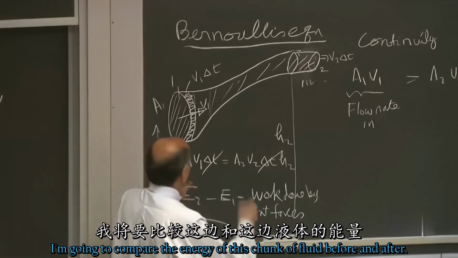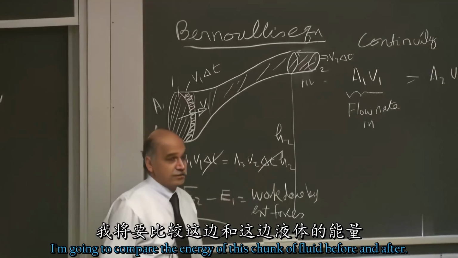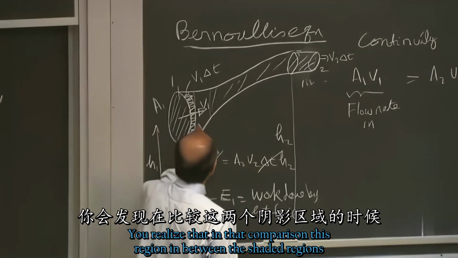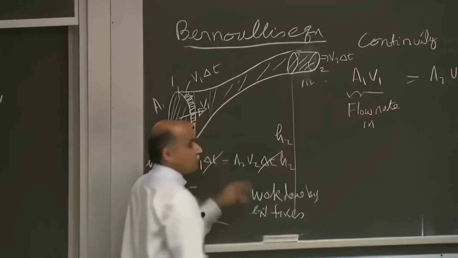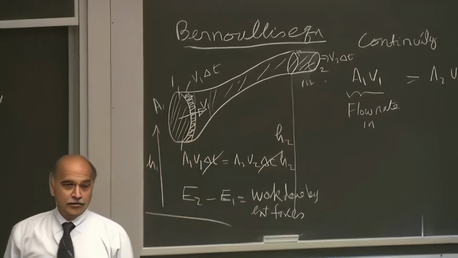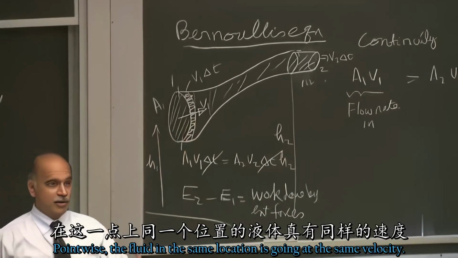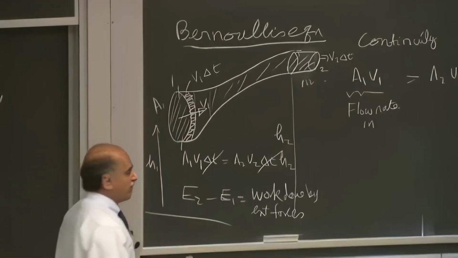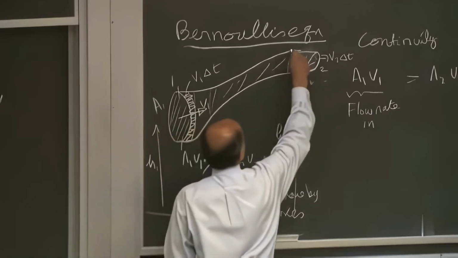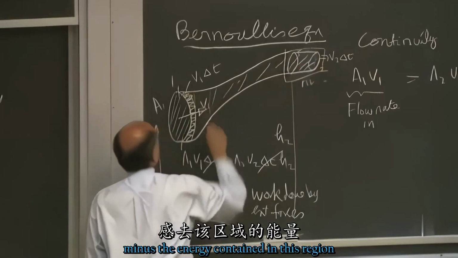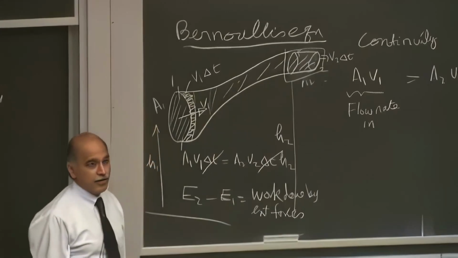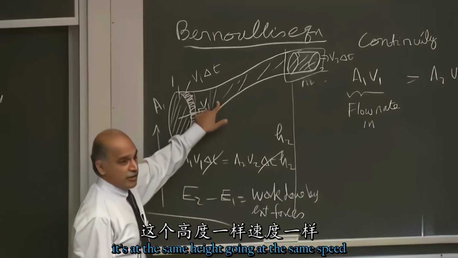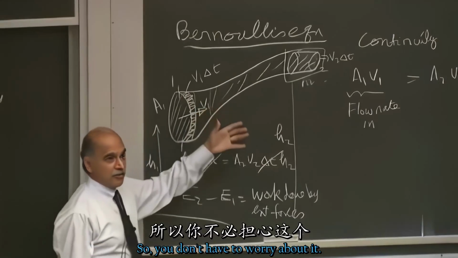I'm going to compare the energy of this chunk of fluid before and after. You realize that in that comparison, this region in between the shaded regions is common to both chunks of fluid. Point-wise, the fluid is at the same location going at the same velocity, so I don't have to worry about that. That's common to before and after. The only difference between final minus initial is the energy contained in that region minus the energy contained in this region. The rest of it, like here, was part of the old fluid and is part of the new fluid. It's at the same height going at the same speed. So you don't have to worry about it.